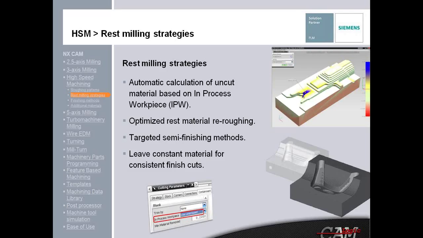We talked a little bit about the in-process workpiece, but to go into it further, NX-CAM in the high-speed environment will automatically calculate for uncut material based off of the in-process workpiece. So we can go in with our roughing routine using a larger tool, come in with our semi-rough using a little bit smaller tool, and NX-CAM will automatically avoid machining areas that have already been removed by our larger cutter. This results in optimized rest material and re-roughing targeted for the semi-finishing methods, and leaves consistent material for consistent finish cuts.